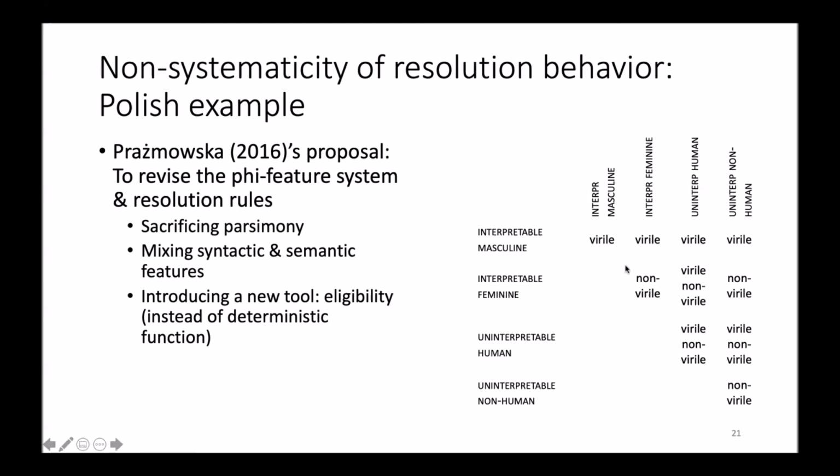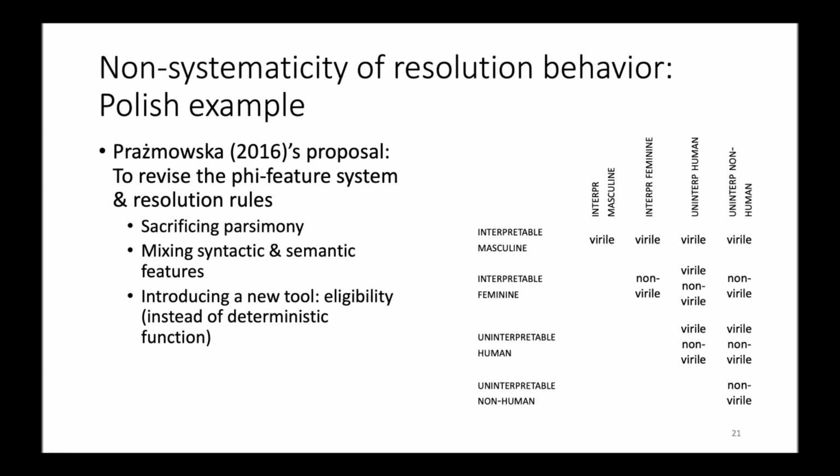And you can ignore the empty cells. This is not in any way meaningful. This is just how I constructed the table so that we don't repeat the combination of Phi-features just in a different order. It shouldn't matter in this system.